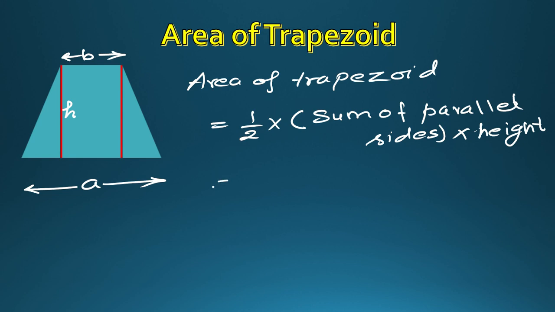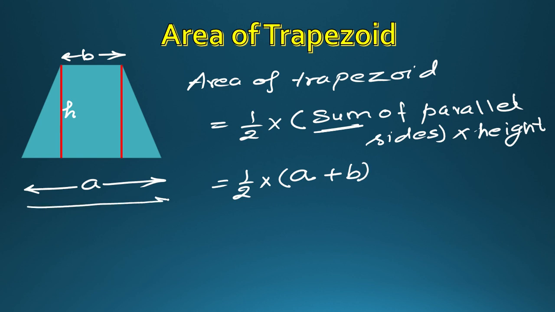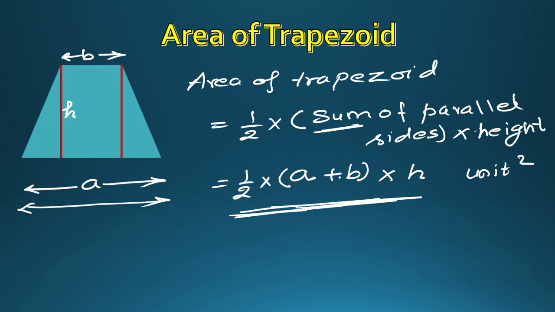So what you can see here, half times, sum means addition. So addition of the parallel sides. What are the parallel sides here? A and B. So add them, but make sure that A is this complete line, not the part of this line. So sum of the parallel sides means A and B, times height means H unit square. Just by this formula, you put the values of A, B and H, you will get the answer.